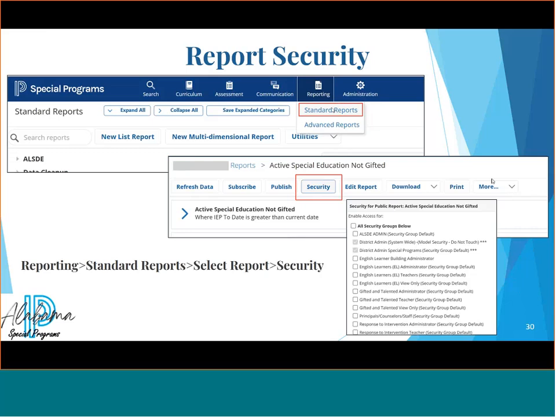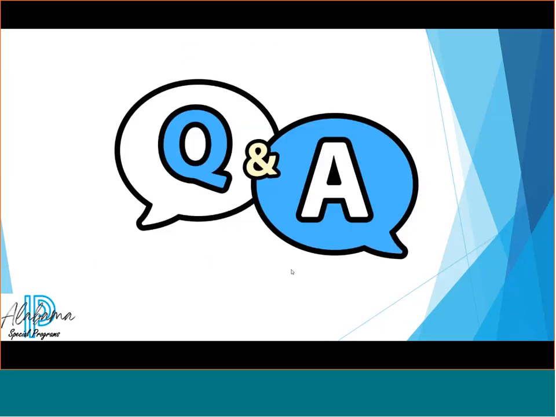On our standard reports, you would go here, reporting, standard reports, then you would select which report you're going to work with. For the example here, I used active special education, not gifted. That's the name of my report, and I wanted to make sure that I've given it to the appropriate people. Now, my list went way down here at the bottom, and I couldn't capture it all in a screenshot, but you can see that if I wanted to toggle here when I went to security, I could choose which group to give it to. Okay?